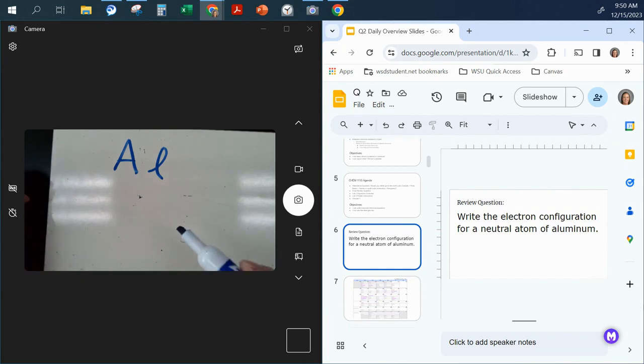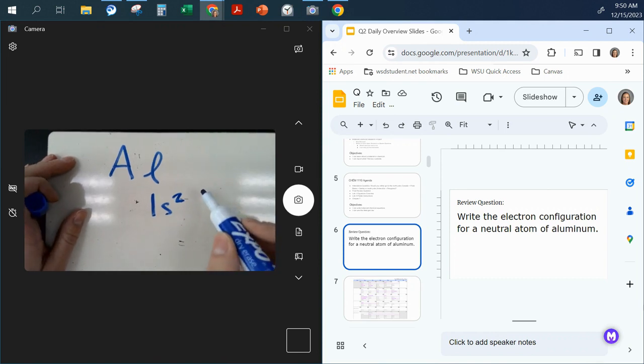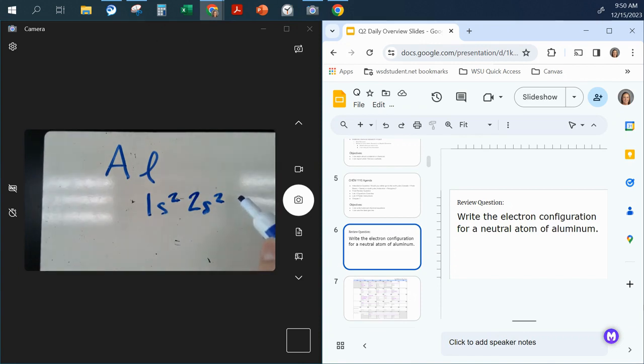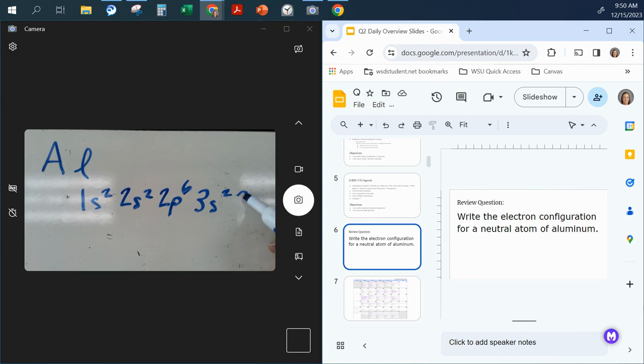Do you remember that? So this is the thing that's like 1s2. Do you remember that? Okay. Do you know what's next? Good. 2s2. 2p, and then it goes to 6. Then 3s2, and the last thing is 3p. How many p electrons for aluminum? 3p, and there's just 1.